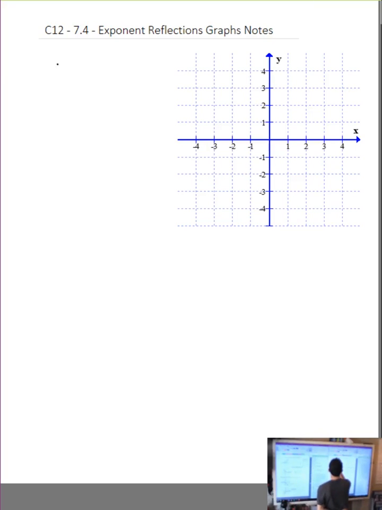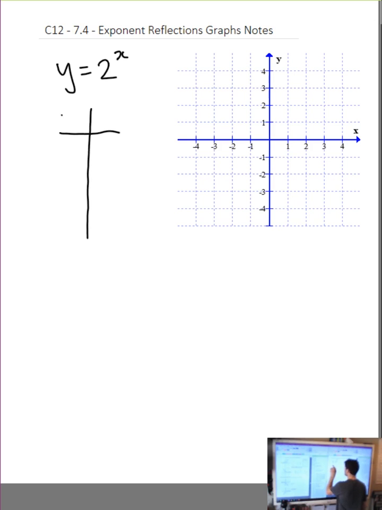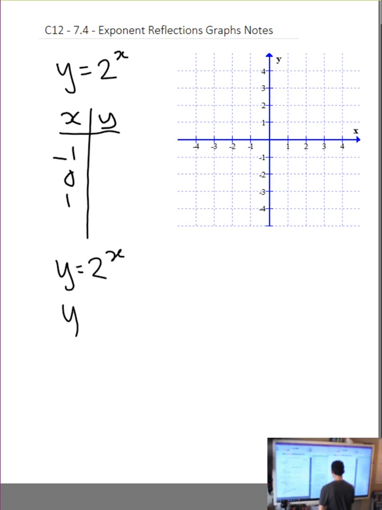Okay, let's start off with something like y equals 2 to the x. If I ever want to graph something that I have difficulty with, I just start a table of values. I'm not going to do too many values: -1, 0, and 1. I'm always going to write down the equation that I'm working with, and I'm always going to substitute the first x value into the equation.